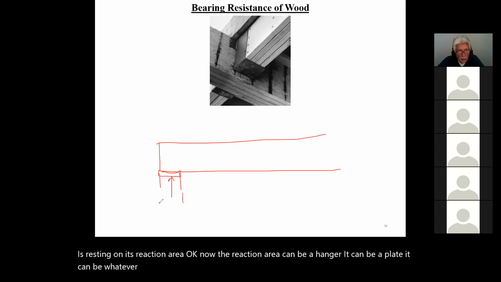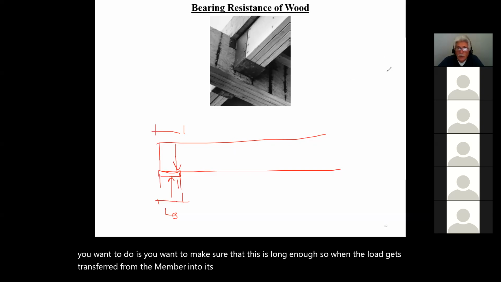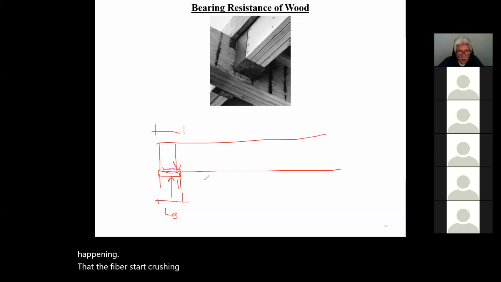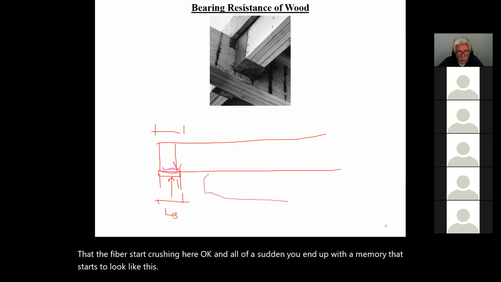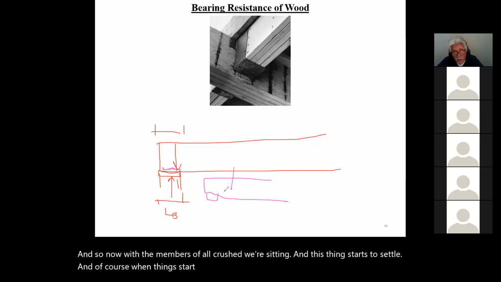So this here is the bearing length, LB. So, bearing resistance. What you want to do is make sure that this is long enough, so that when the load gets transferred from the member into its reaction area, you definitely don't want to have this happening, where the fibers start crushing here. And all of a sudden you end up with a member that starts to look like this. In other words, the member has crushed where it's sitting and the thing starts to settle. And of course, when things start to settle, people complain because things start to crack.